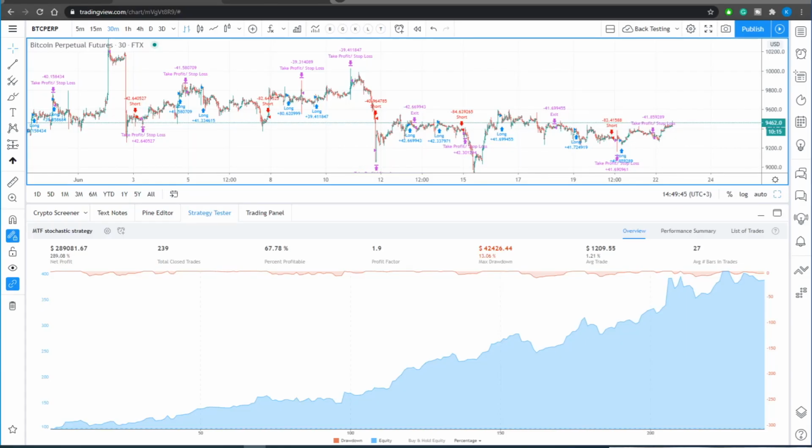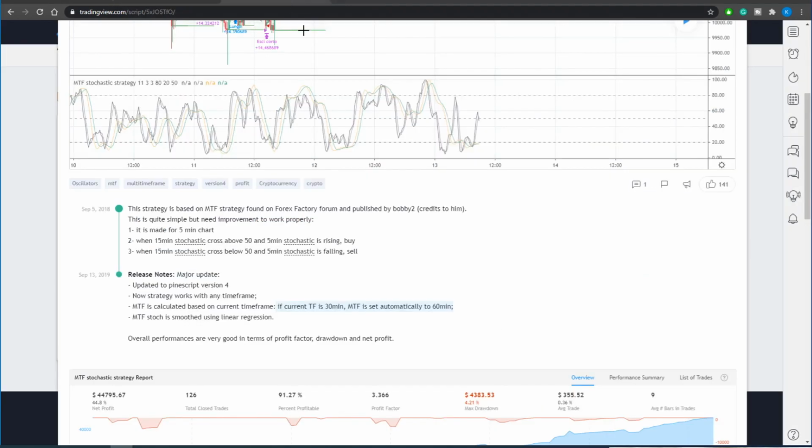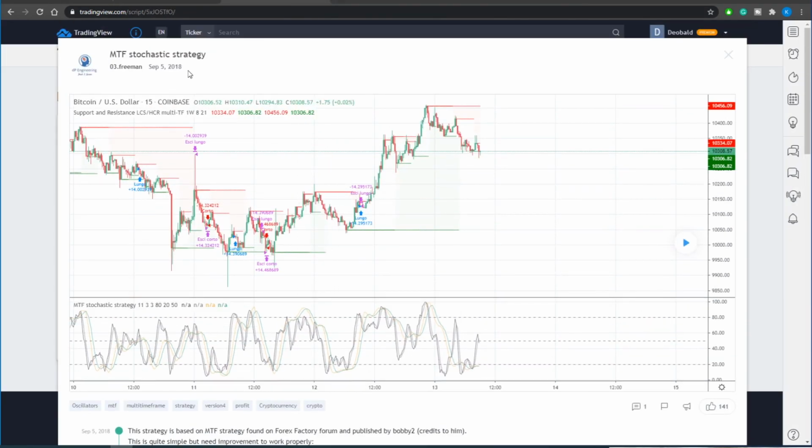Hello guys! Another week and another TradingView strategy which we adopted specifically for you, converted into alerts, and you can freely apply it to the Wunderbit trading platform. So this week we were concentrating on the MTF Stochastic strategy made by Freeman.